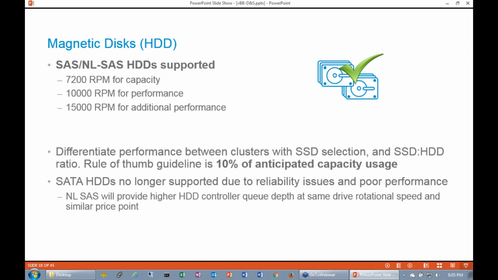All right, now, like I said before, we talked about traditional spinning drives. SAS and nearline SAS are supported. We're not supporting any more SATA magnetic drives. It's just not happening. You're probably not going to find any 15Ks on our VCG either. We see a little bit of 10K, but by and large, most of the customers that I talk to are using 7200 RPM drives. Now, keep in mind, with hybrid, we only support mirroring. We do not support erasure coding.